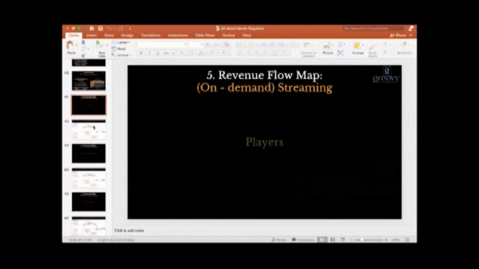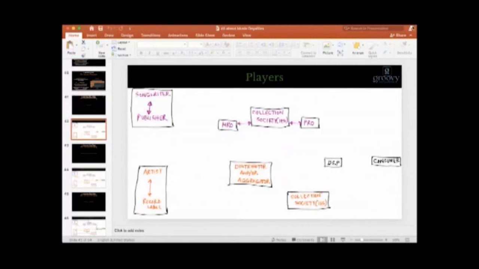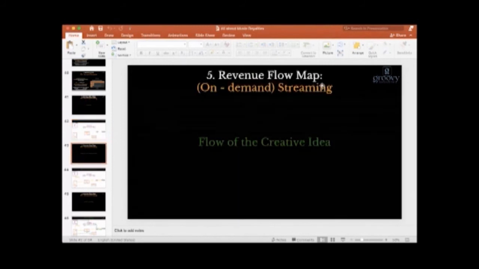Okay, so first of all, the players. On one side, we have the songwriter and the publisher along with collection societies. That's business one in purple on the top. And in orange, you have your business two, which is the artist and the record label, along with the distributor and the collection societies on the record side. Finally, the DSP, which helps the music go on to the customer.